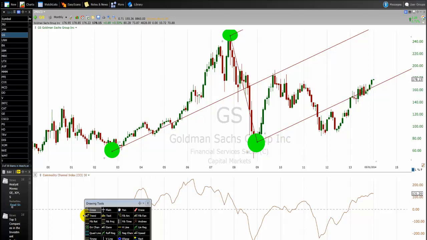Now, for any of you traders, pay attention. I want this to click in your mind every time. So we see a bullish progression again. And what do we have?